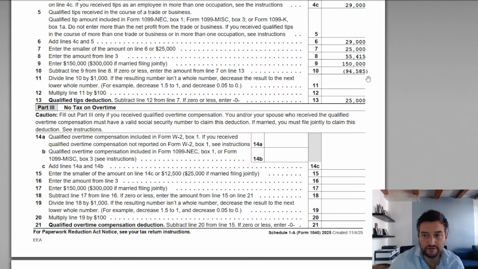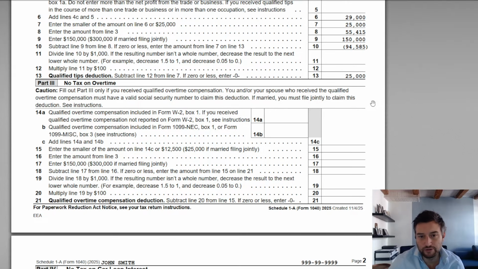Now, if you have a positive number here, you would have to do 11 and 12. You have to figure out how much of a phase out you have, where you have to reduce the amount reported on line 7. In John's case, it's not an issue because he's below the 150K threshold. So the qualified tip deduction that John is going to be eligible to claim on line 13 is going to be 25K. Once you've got the 25K completed, you go on to the rest of the parts to see if you have any other deductions to calculate.